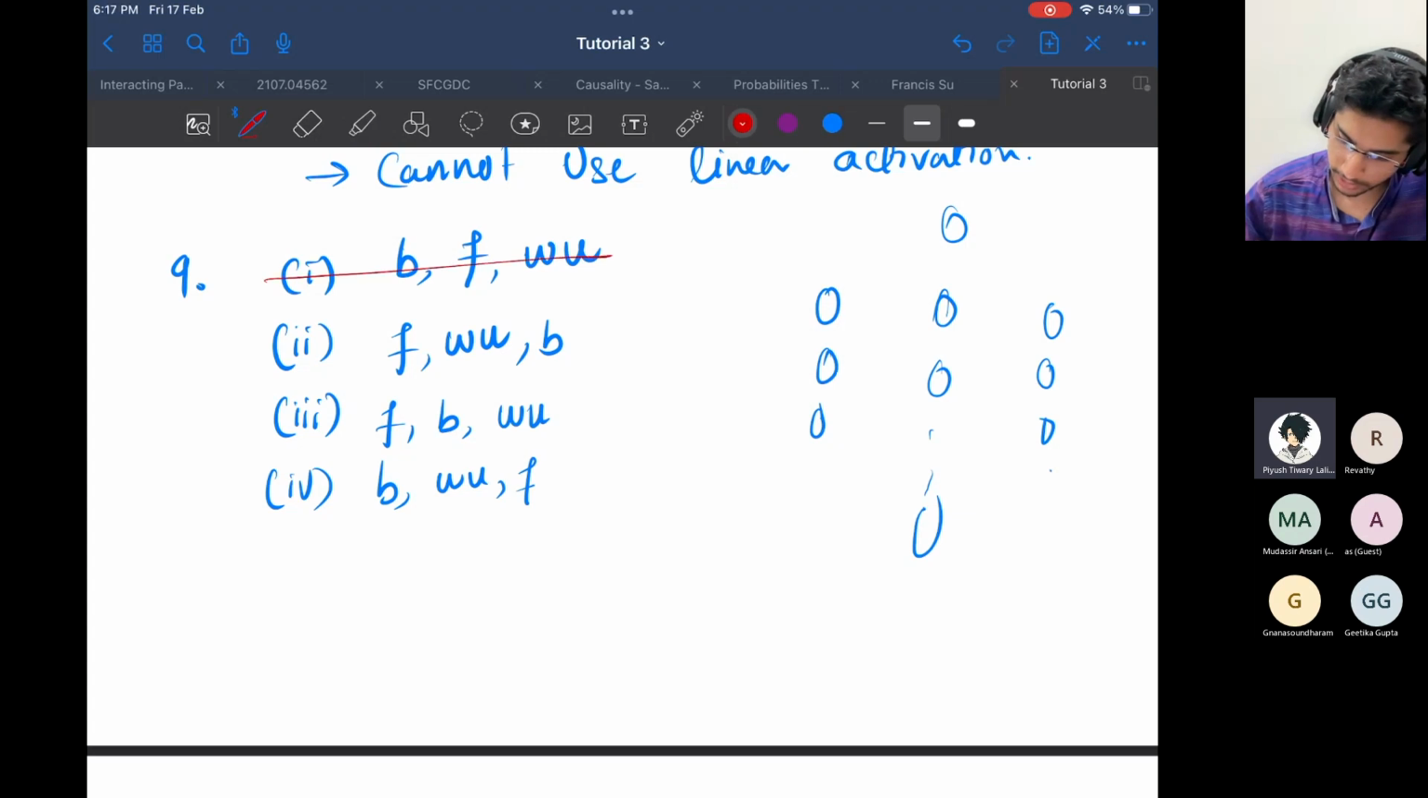So let me just mark them up. These are not correct. There are two options which have forward in the first step. Okay, those might be correct. Okay, so what happens? Let us again come back.